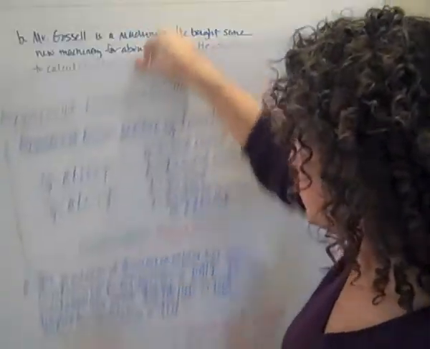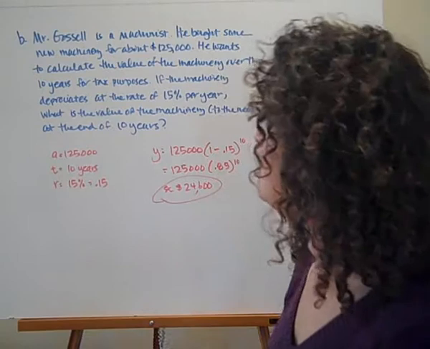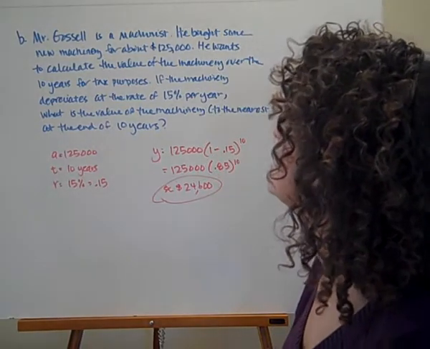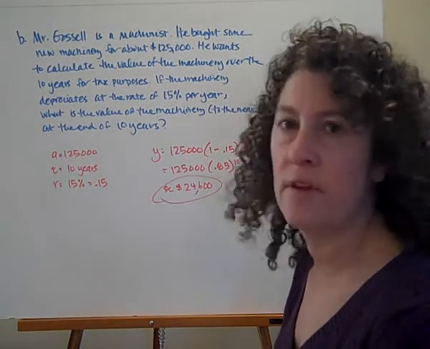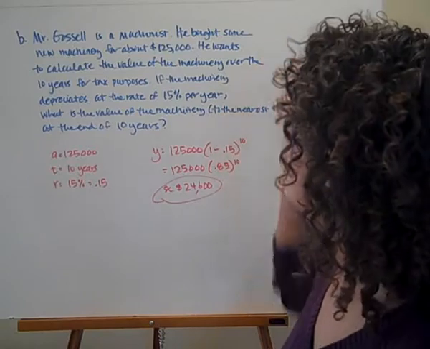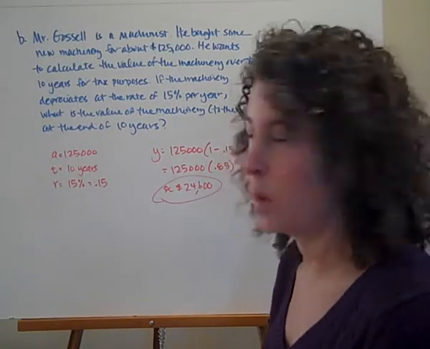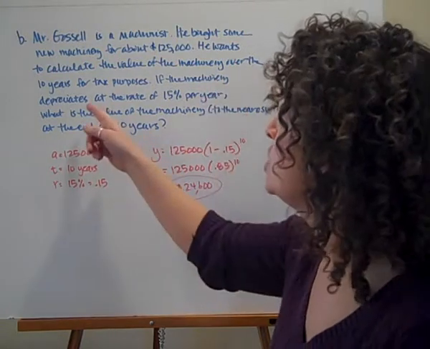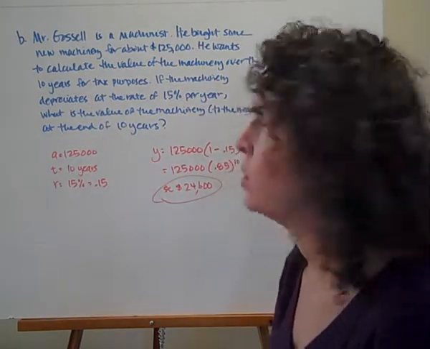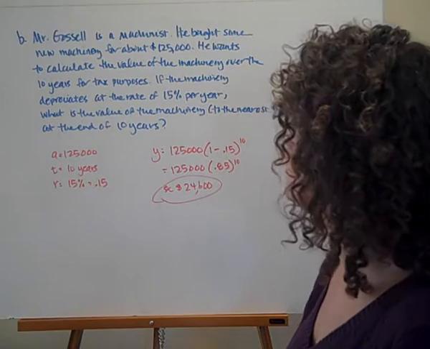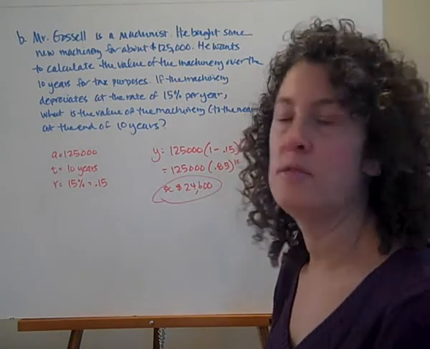All right, second problem we're going to do. Mr. Gossel is a machinist. He bought some new machinery for about $125,000. He wants to calculate the value of the machinery over the next 10 years for tax purposes. If the machinery depreciates at the rate of 15% per year, what is the value of the machinery to the nearest $100 at the end of 10 years?